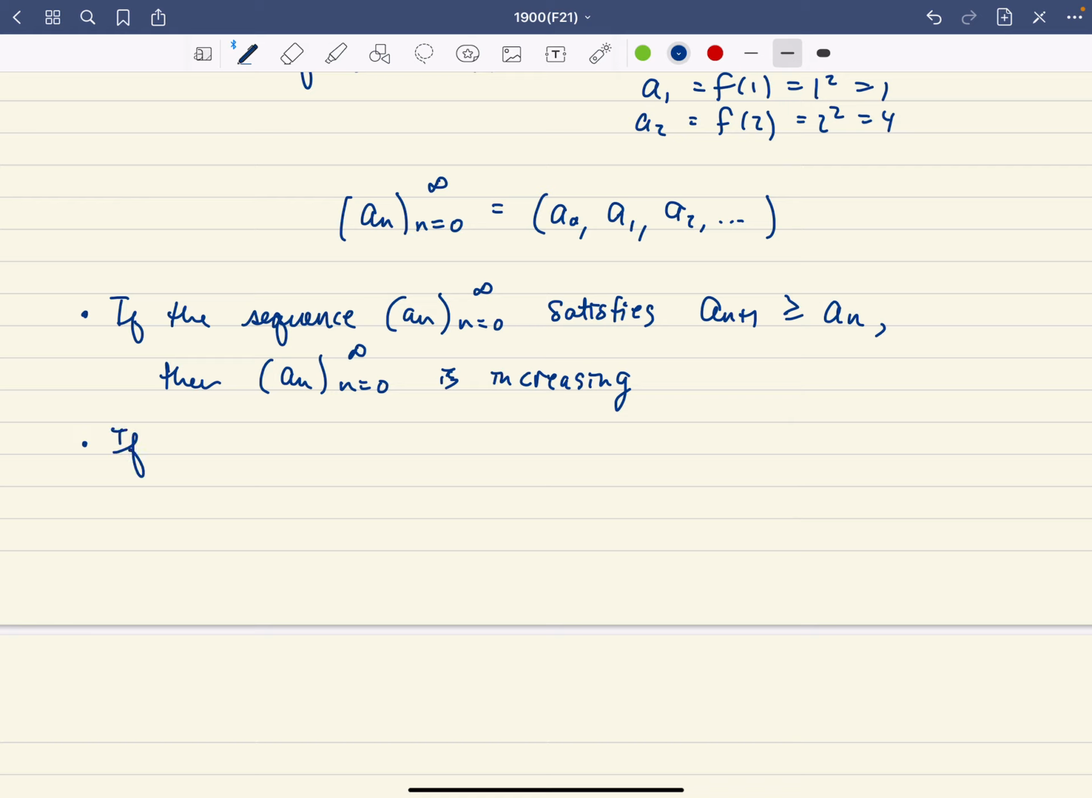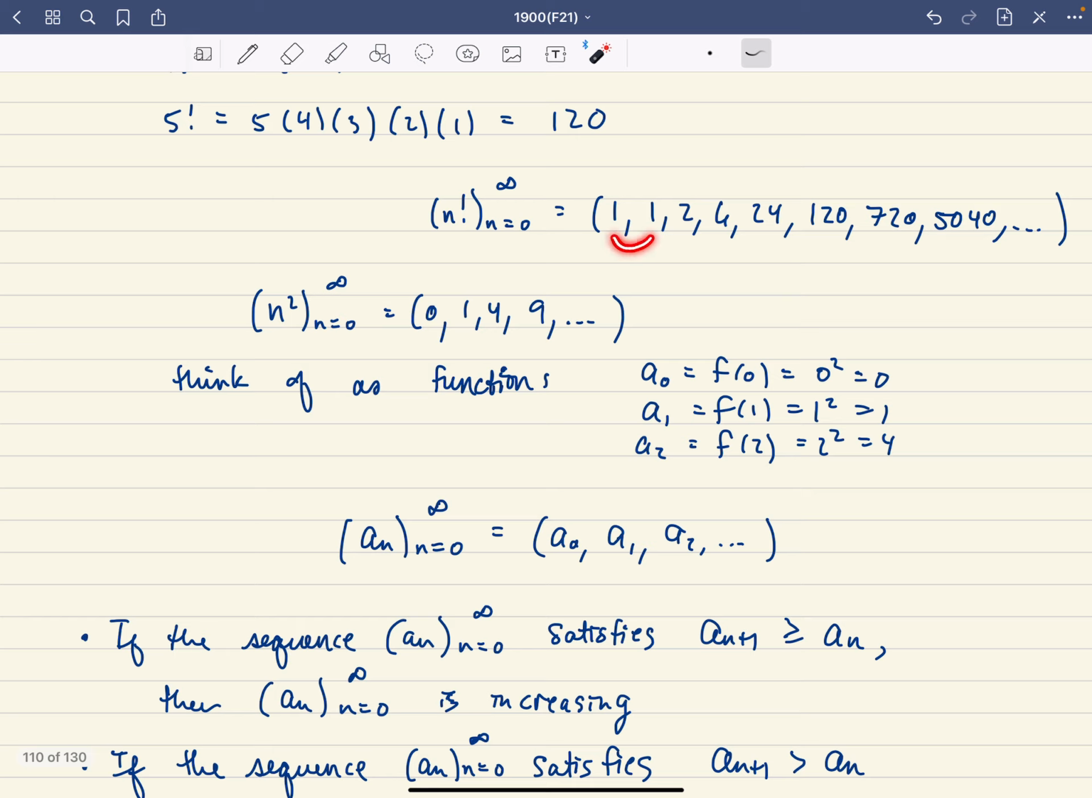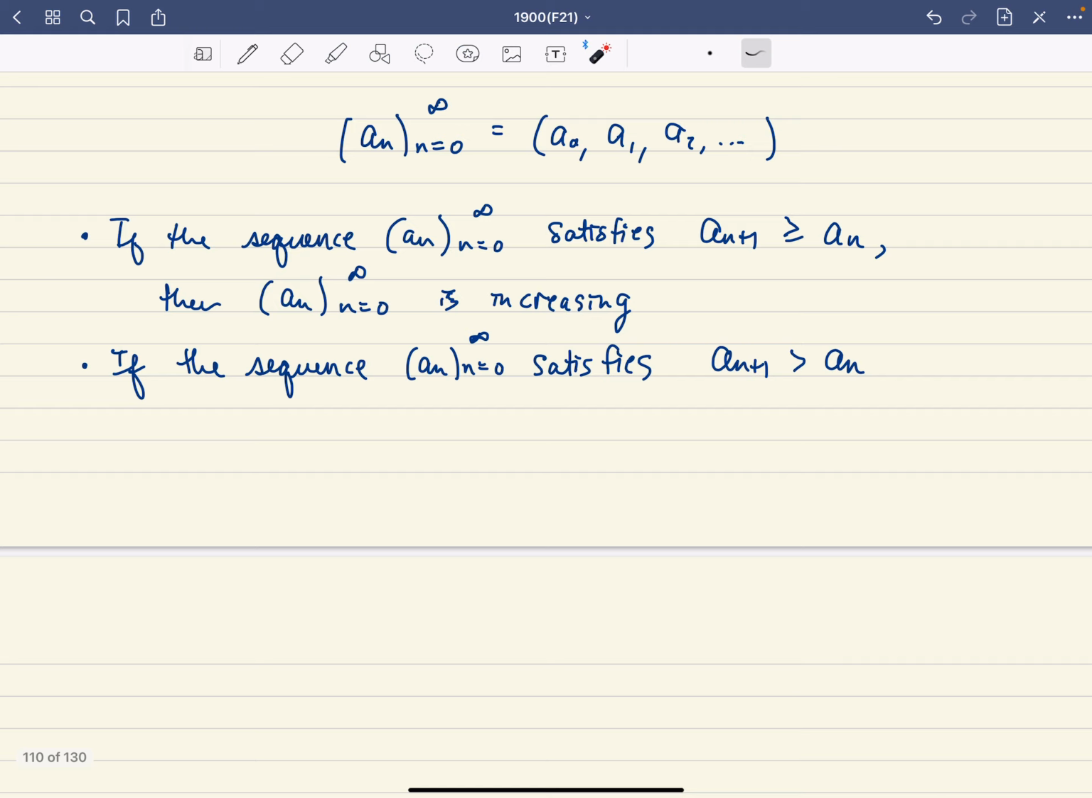One other part of this that I'm just going to write as its own separate thing, but it's not really separate. If you have a sequence that does basically the same thing as before, except it's a strict inequality. Instead of greater than or equal to, it's strictly greater than. That would include the squares, but not the factorials, because with the factorials the first two terms are equal. When I say the first term, I really mean a sub zero and a sub one. The consecutive terms are not greater than one another; for the first two terms of the factorial, they're equal.